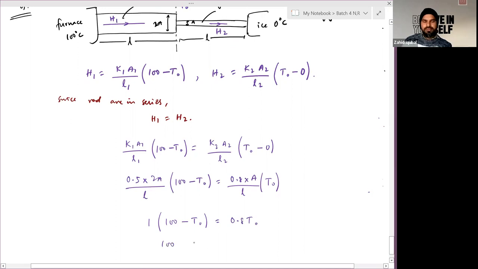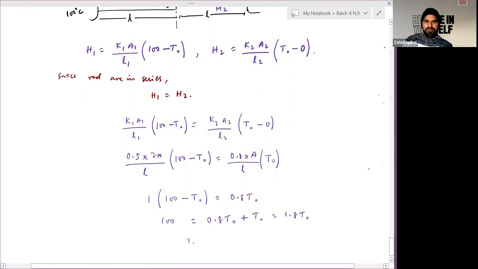So we may write 100 equals to 0.8 T naught plus T naught, and that will be equals to 1.8 T naught. So if you want to calculate T naught, it will be 100 divided by 1.8. 18 into 6, 108, 18 into 5, 90. It will be about this.